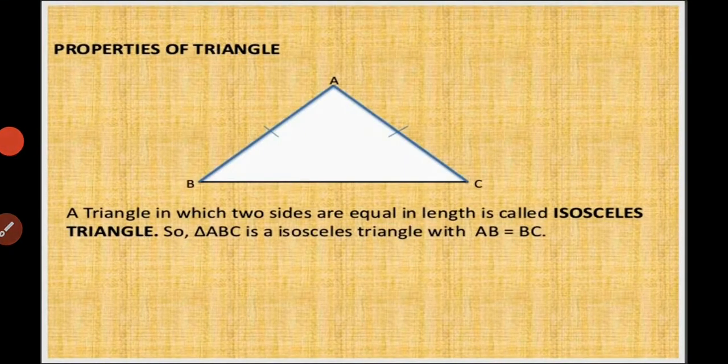Next, properties of triangles. A triangle in which two sides are equal in length is called an isosceles triangle. So, triangle ABC is an isosceles triangle if side AB is equal to side AC. Clear?